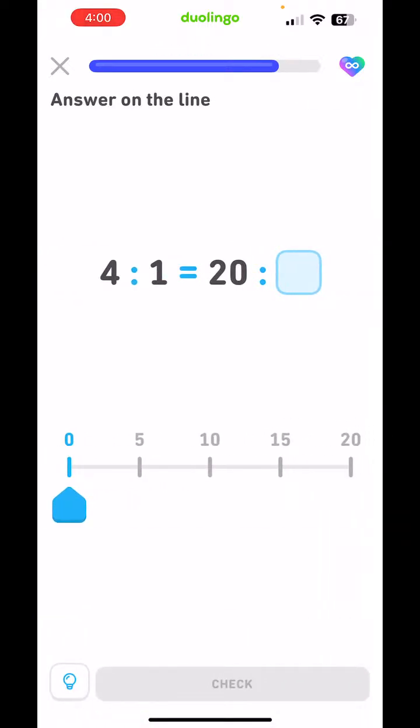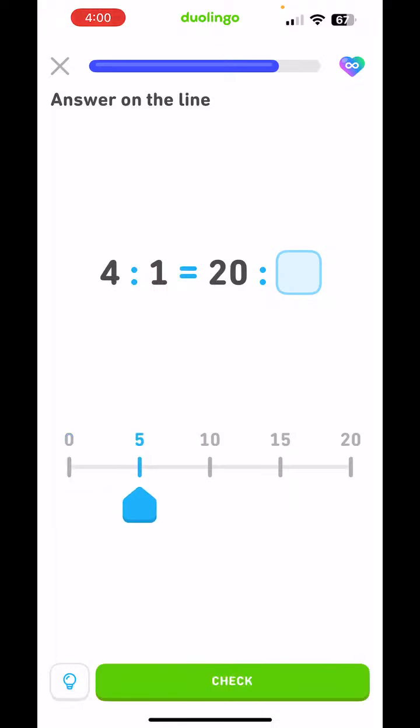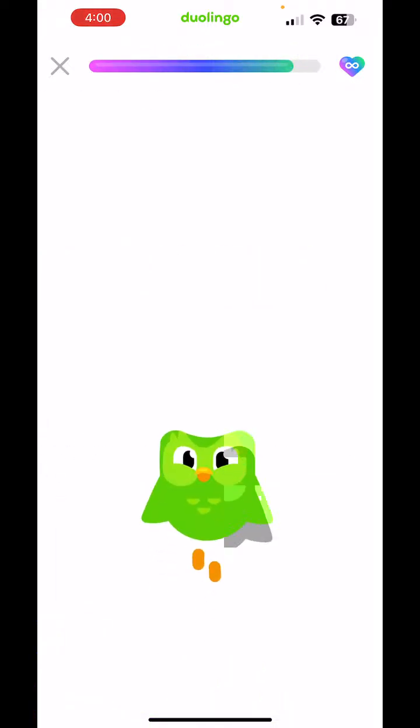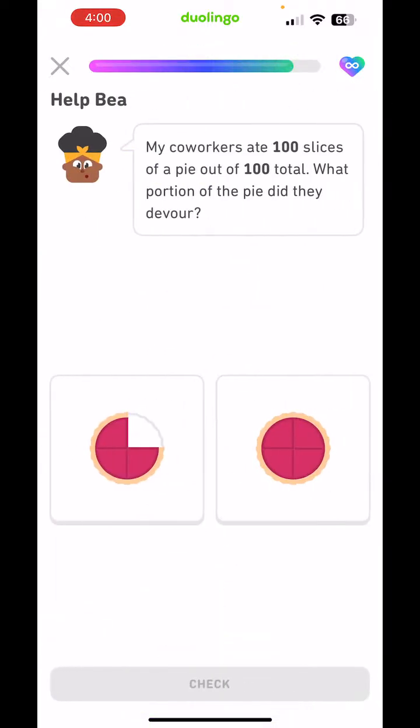All right, here we have another one. We have 4 to 1 equivalent to 20 to x. So 4 times 5 is 20. So 1 times 5 is 5. Boom. My coworkers ate 100 slices of a pie out of 100 total. What portion of the pie did they devour? Sounds like they ate the entire pie.